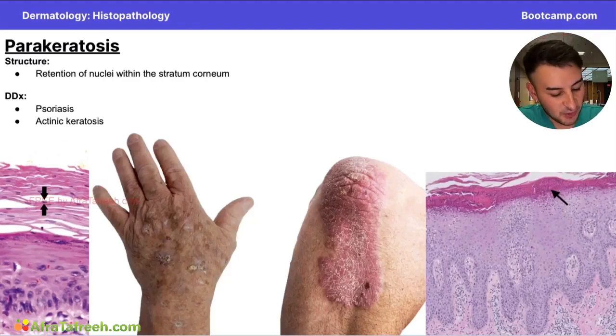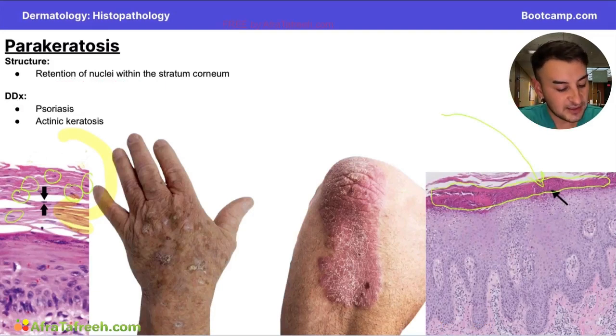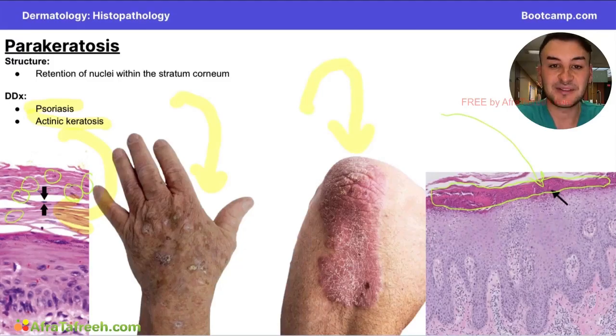Now remember, the stratum corneum, which I'm labeling here, is usually an anucleated cellular layer. But if we look, there are nuclei all throughout this stratum corneum, which is not a normal finding. You can see here in this larger picture that there are tons of nuclei all along this layer of the stratum corneum. This is not normal. We're going to see this in disease processes like psoriasis and actinic keratoses. I've labeled actinic keratosis here for this hand, and then this beefy red plaque is an example of psoriasis. Both of these will have parakeratosis.